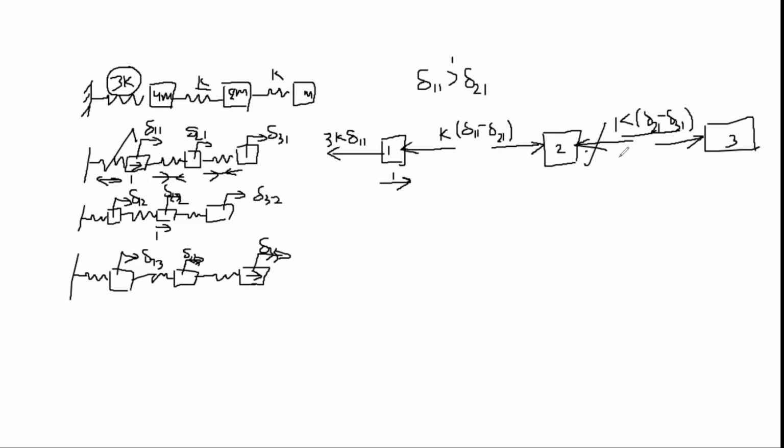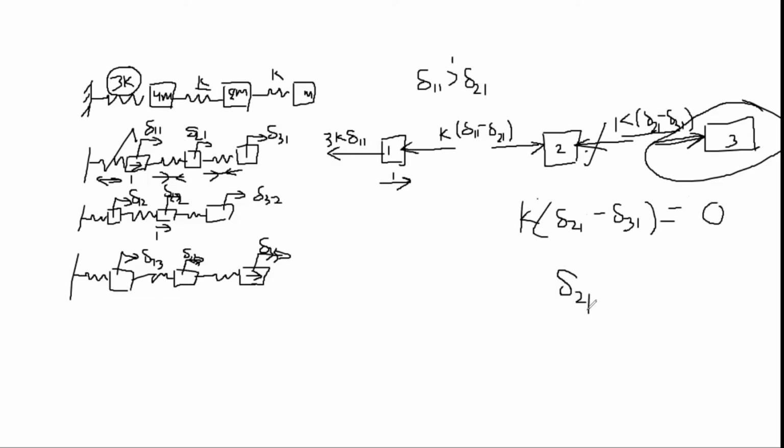Now, by balancing these force equations on the different masses, you can get the values of delta 21, delta 31, and so on. For example, I take mass 3 and write the equilibrium equation. There is only one force acting on this mass, that is this one. So I can say that K times delta 21 minus delta 31 is equal to 0. So from here, I can calculate that delta 21 is equal to delta 31.